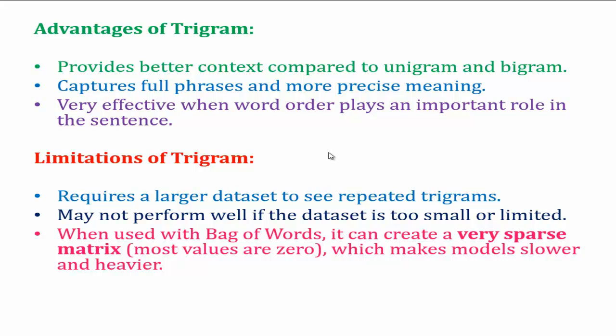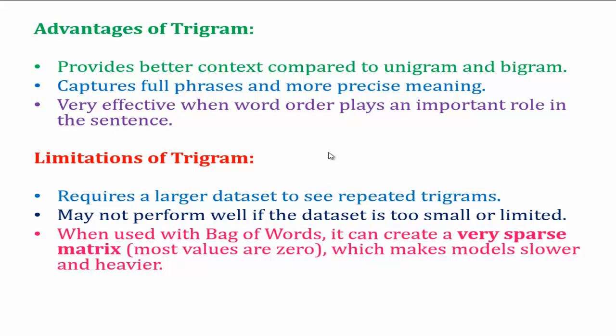It requires a large dataset to see repeated trigrams. I'm sure now you must be knowing this, right? Because here we are combining three words at a time, it requires a larger dataset to see repeated trigrams. It may not perform well if the dataset is too small or limited. And when used with bag of words, it can create a very sparse matrix. Most values are 0, which makes models slower and heavier if we are using trigram.